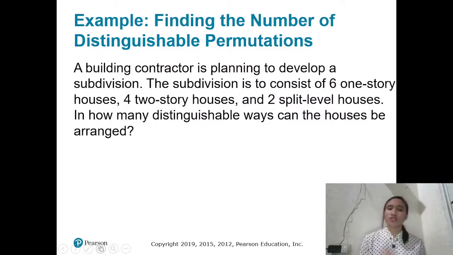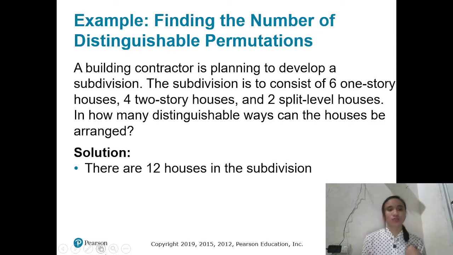Example: a building contractor is planning to develop a subdivision. The subdivision consists of 6 one-story houses, 4 two-story houses, and 2 split-level houses. In how many distinguishable ways can the houses be arranged? Solution: there are 12 houses in the subdivision.